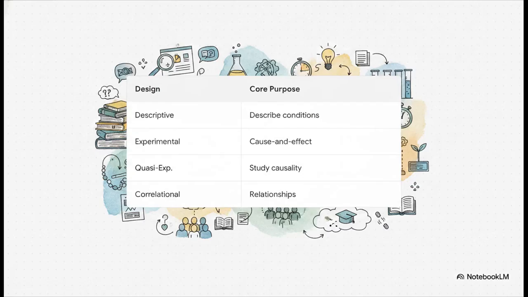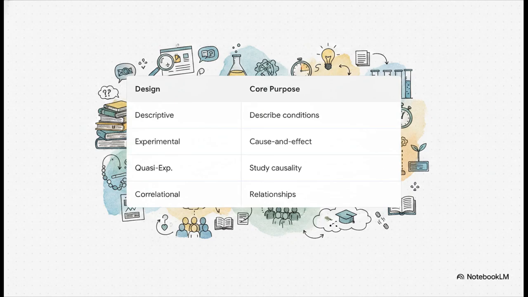Let's look at how this builds out into specific models. Descriptive research simply describes what currently exists. Think of something like broadly surveying student reading habits across an entire school district. Experimental designs, well, those are the gold standard for establishing strict control. Here, you actively manipulate a variable, like rolling out a brand new teaching method, to definitively prove cause and effect.